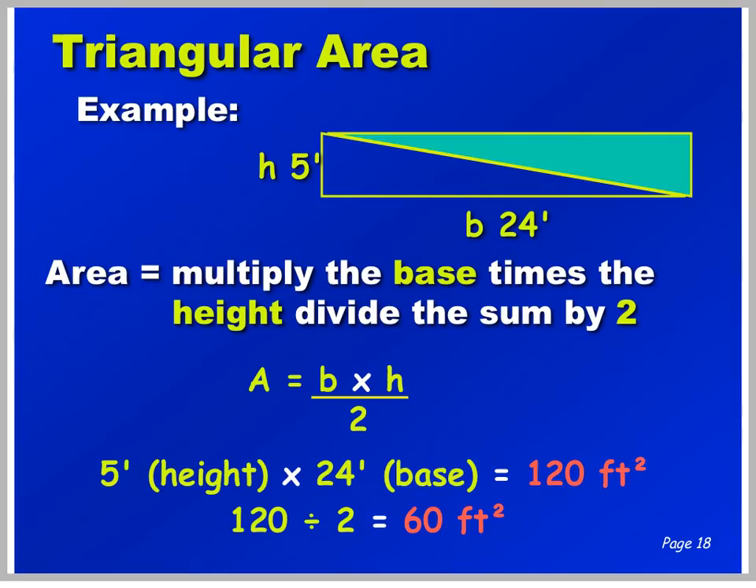To obtain the area of a triangle, you would multiply the height times the base divided by 2, as shown here in this formula. A equals B times H divided by 2. So for instance, if you have something that's 5 feet high, 24 feet long, you would get 120 square feet. Divided by 2, you end up with 60 square feet.